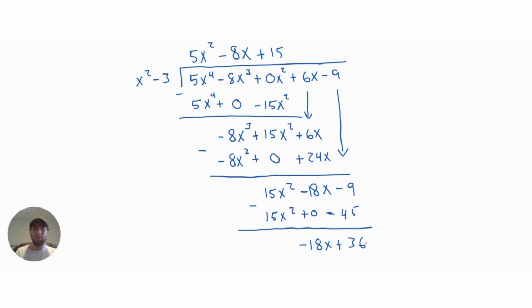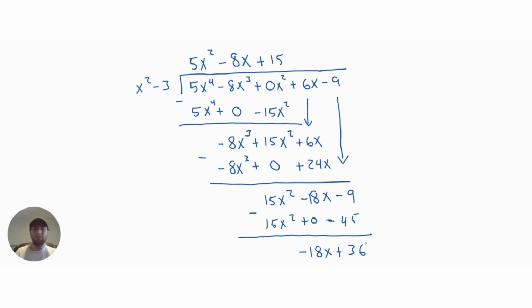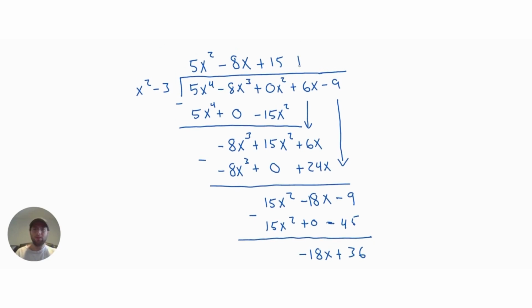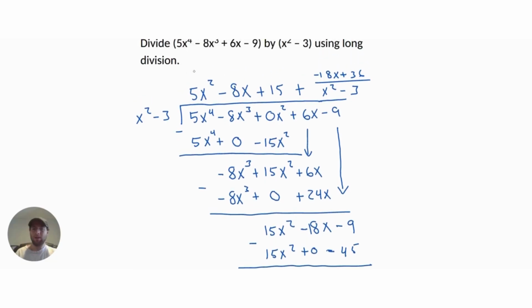And so what we can do is write this in the following way. We can say plus negative 18x plus 36 over our divisor, the x squared minus 3. And that right there will be our final answer.